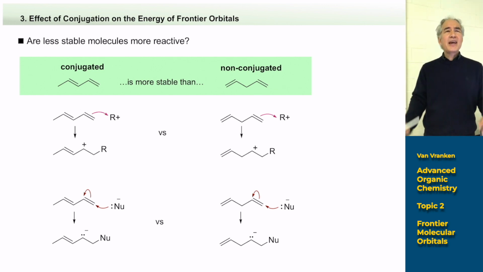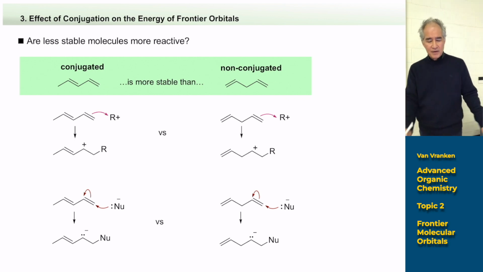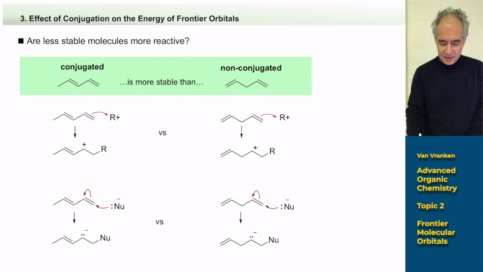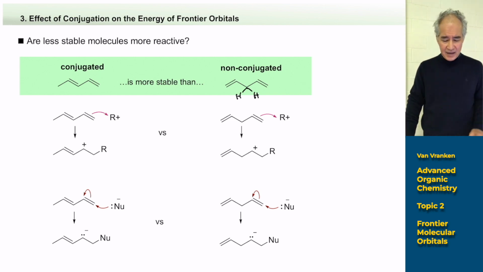Let's stick within the second row of the periodic table, carbon, nitrogen, oxygen. So I want to compare the effect of conjugation, resonance and conjugation, versus systems that aren't conjugated. Here's two isomeric molecules, pentadiene molecules. One of them has conjugation between the two double bonds. The other pentadiene has no conjugation. There's a CH2 group in this right-handed pentadiene that prevents conjugation between those two double bonds. So which one is more reactive as a nucleophile?